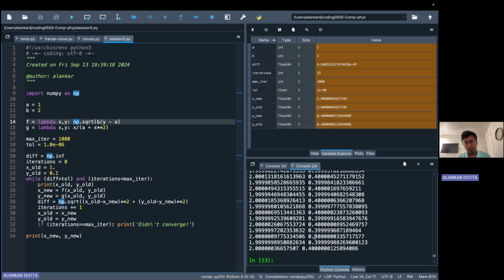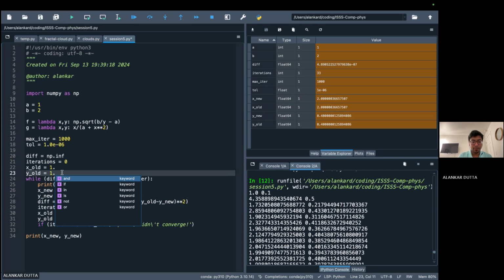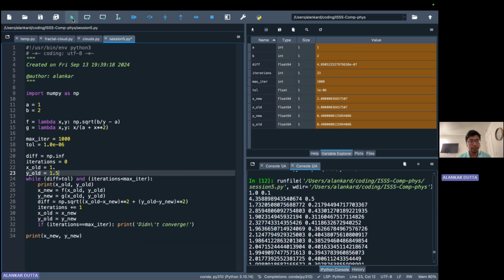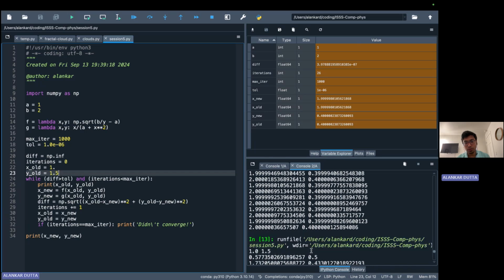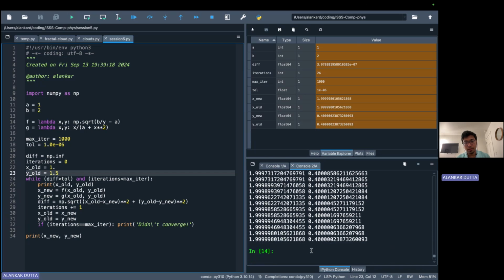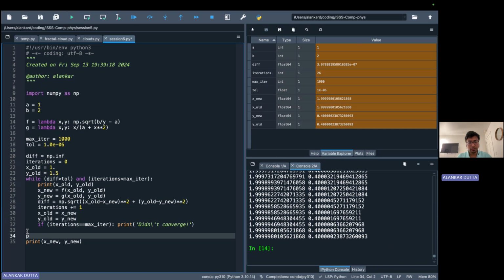You see we start with 1 and 0.1. Some guess, say this can also be 1.5, which we were trying previously, right? And then again give this, and you see that within 26 iterations, we converge to a solution where x equals roughly 2 and y equals 0.4, right? So this is the solution that we come to. Okay, so let's print here.